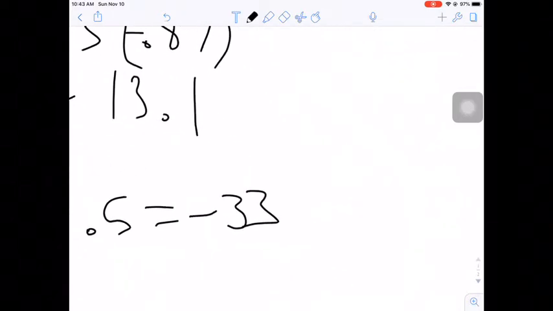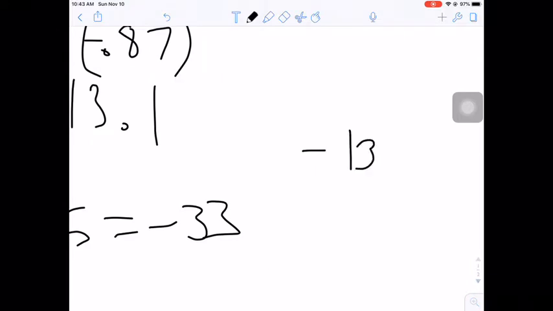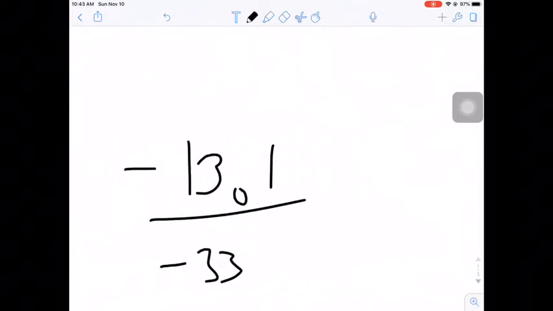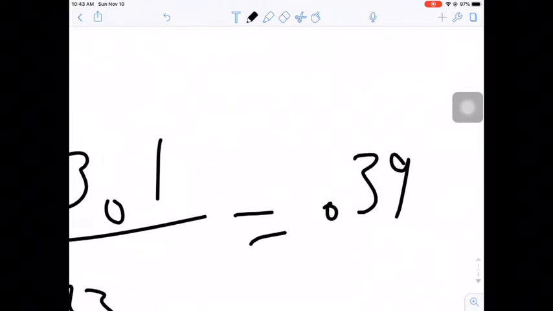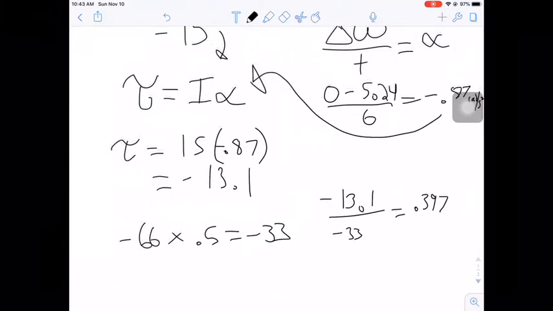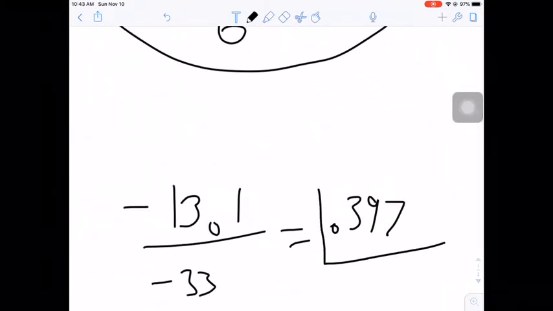And now we can put negative 13.1 over negative 33 to find the coefficient of kinetic friction. That'd be 0.397. So this is your final answer.